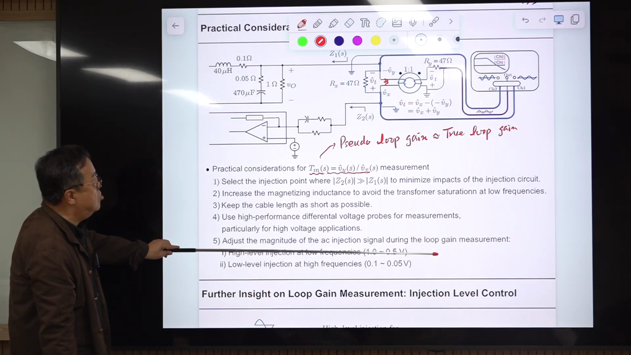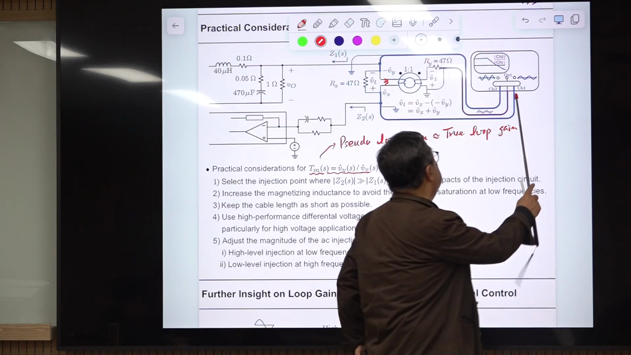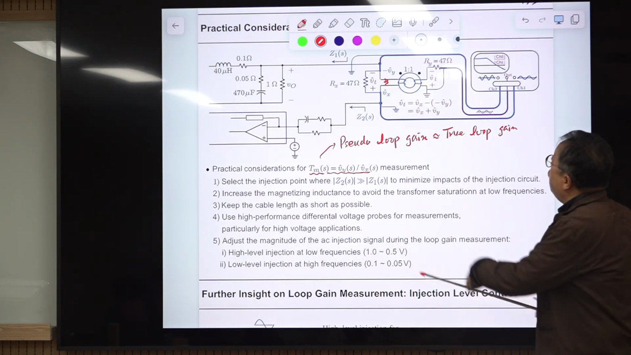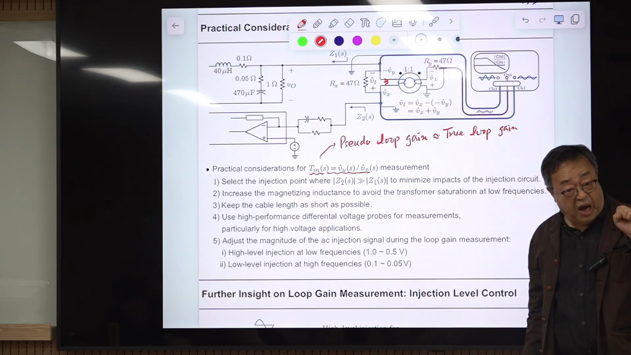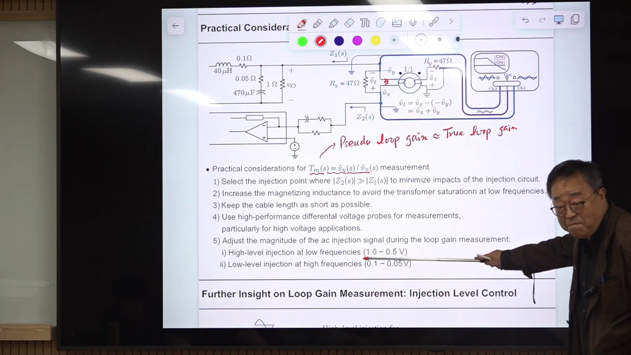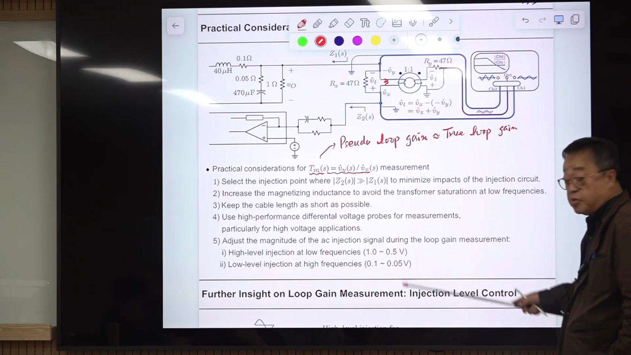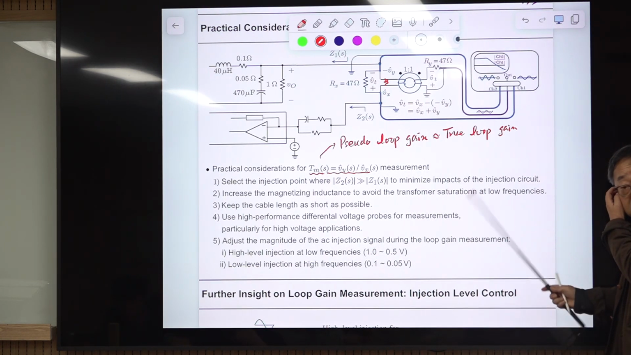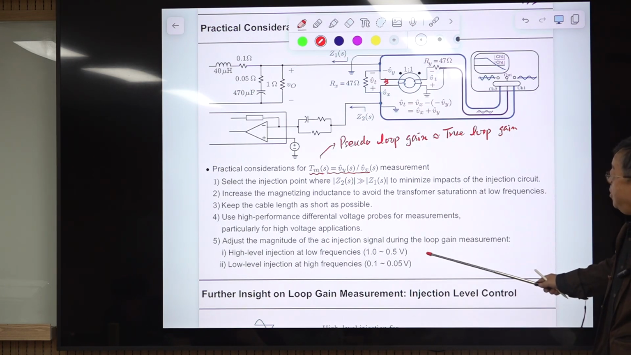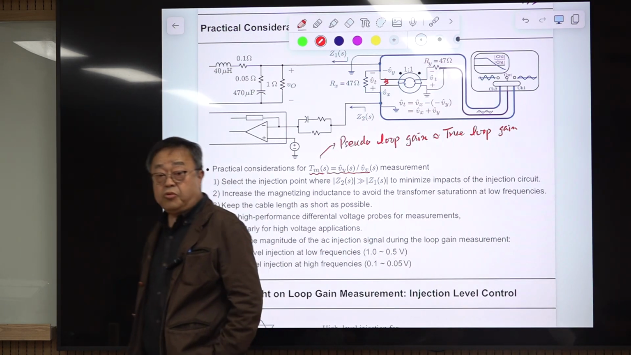And this one is most important. Adjust the magnitude of the AC injection signal. The amplitude of this signal should be varied during the operation. In the low frequency region, you use a relatively high voltage, which is this one. At high frequencies, use lower than this, maybe 10 times lower. The next lecture slide will show the reason for this, but this is very important. This is true for the measurement and also true for the simulation.